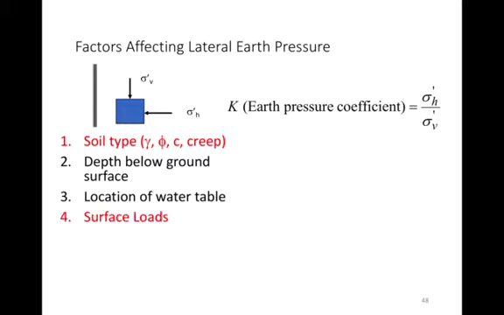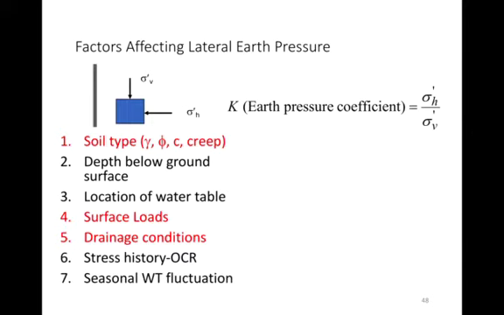If there are any surface loads, for example, a bridge abutment or a crane or a house at the top of the wall, you have to take that into consideration. If there's drainage or no drainage, if water builds up, that's additional pressure. If water's allowed to drain, then it hopefully would stay dry. And if there's any stress history, changing of loads, over consolidation ratio. And then any type of seasonal water table fluctuations.